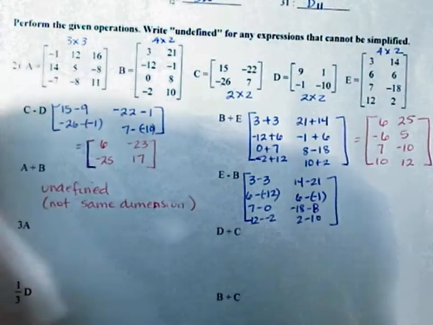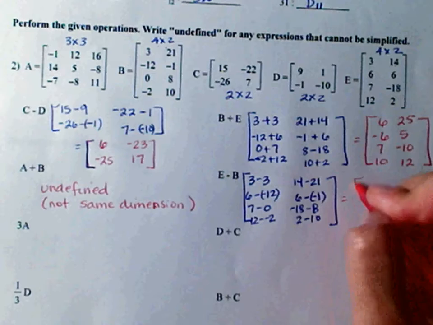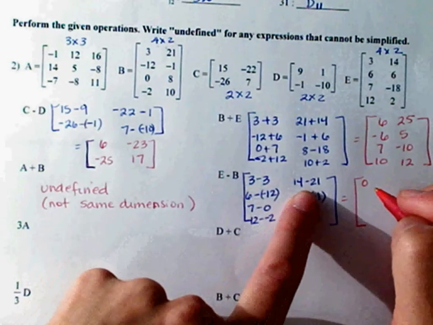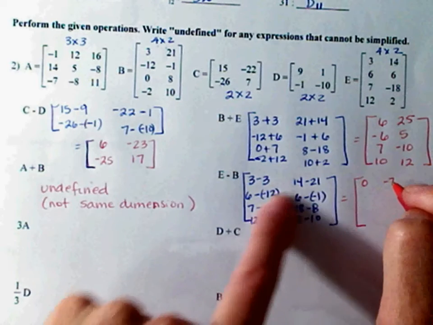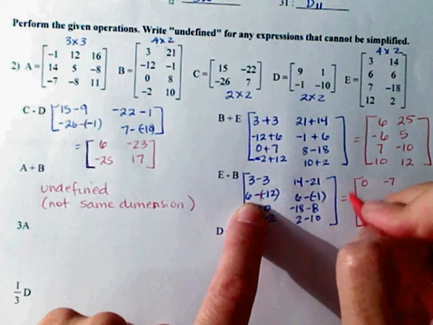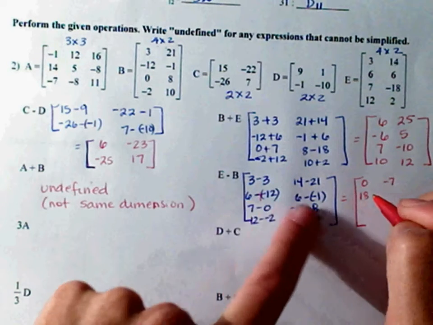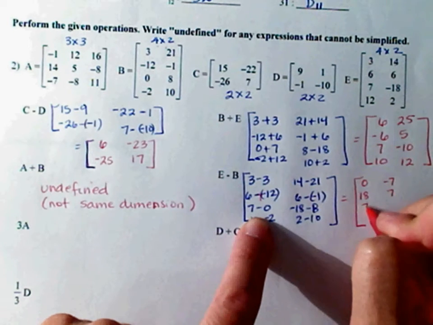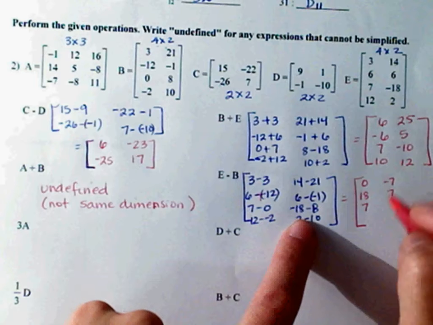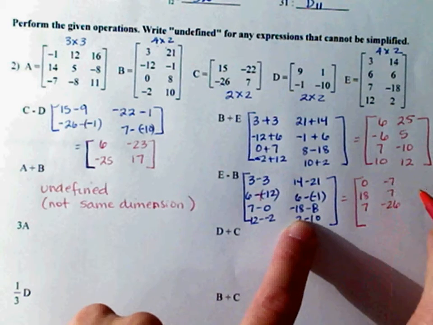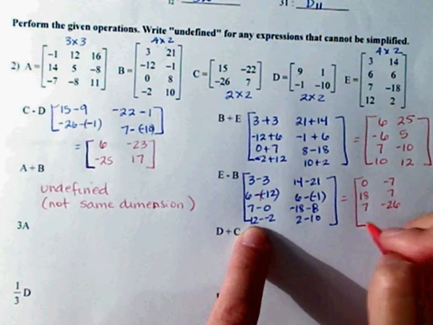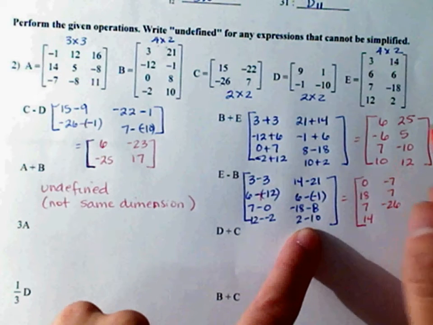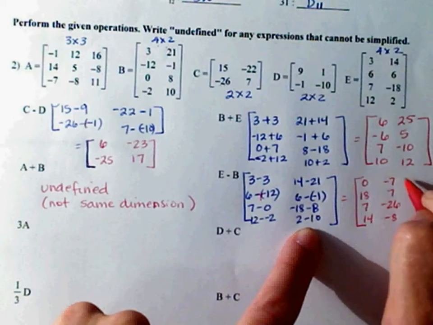Let's go ahead and find our solution. Let's simplify. 3 minus 3 is 0. 14 minus 21 is negative 7. This becomes a positive. 6 plus 12 is 18. 6 plus 1 is 7. 7 minus 0 is 7. Negative 18 minus 8 is negative 26. 12 plus 2, 14. 2 minus 10 is negative 8. And there you have your solution.